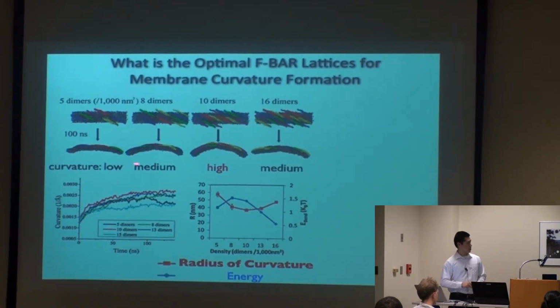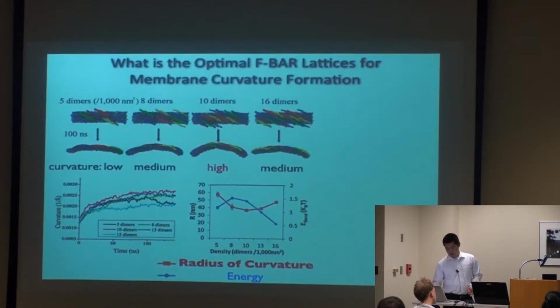Shown here is one set of the analysis. By changing the number of F-bar domains on top of the lipid patch, we can understand how the density change would affect the membrane curvature generated. We can see that at low density, low curvature occurs. This is understandable because the collective bending force is not strong enough. However, at high density, low curvature occurs.